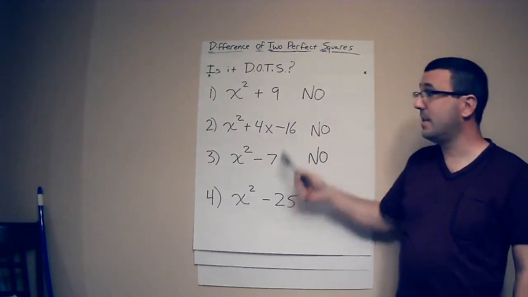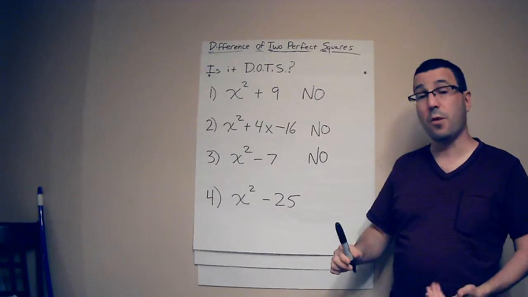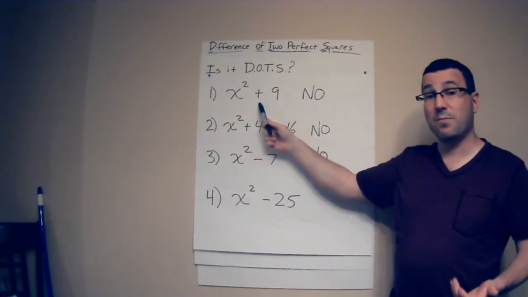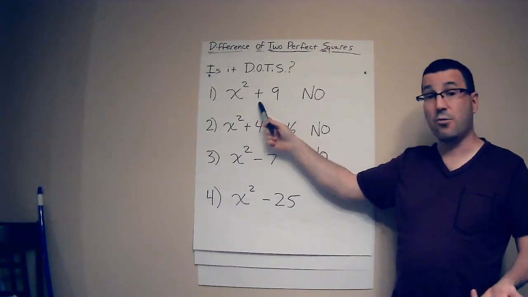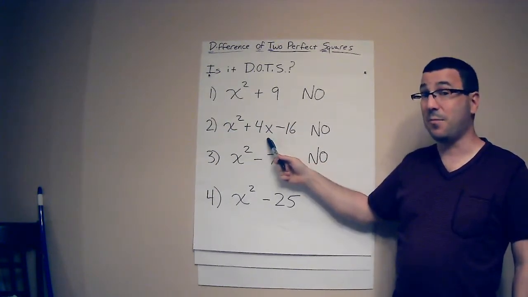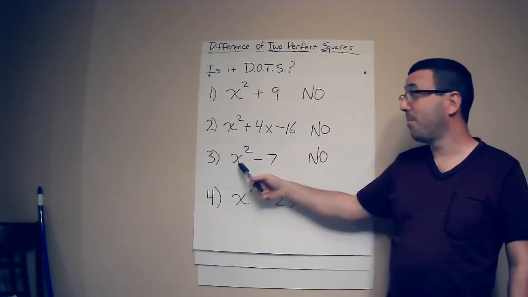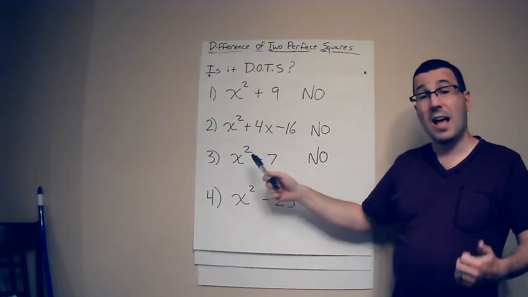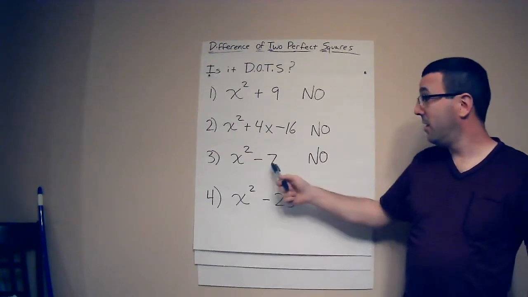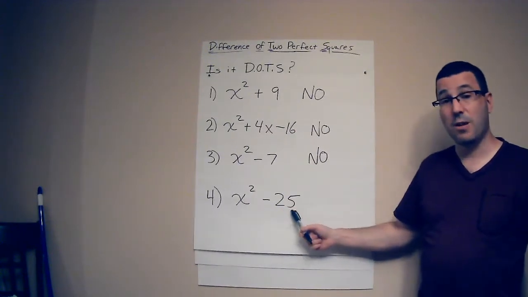Okay? So each of these has something about it that makes it not a difference of two perfect squares. I have perfect squares, it's two terms, but there's addition, not subtraction, so no difference. I have x squared, but 4x isn't a perfect square, minus 16, I got difference, but I have more than two things. x squared minus 7, I have difference, I have two things, but the second thing isn't a perfect square.